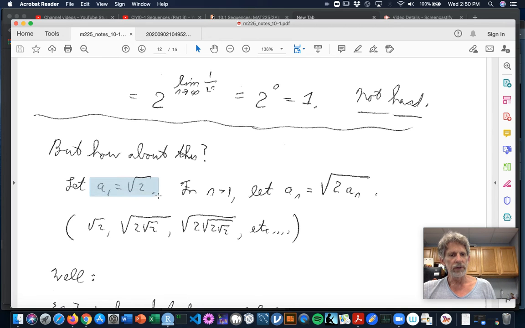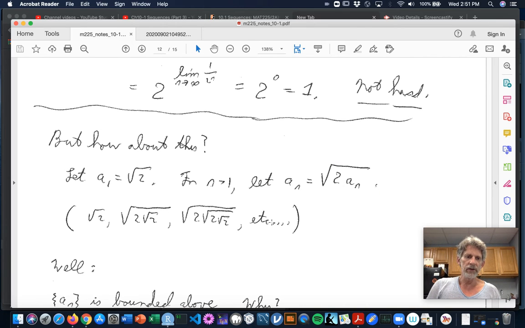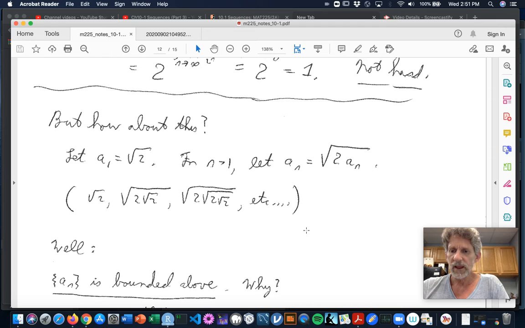Let's let a1 be root 2, and this time for n bigger than 1, let's let our builder rule be a_n is square root of twice a_(n-1). So now we're looking at square root of 2, square root of twice square root of 2, square root of twice what we had before, and so on. And I don't really see a nice way to make a general term, a_n equals some expression involving n, out of this. So maybe think about it another way.